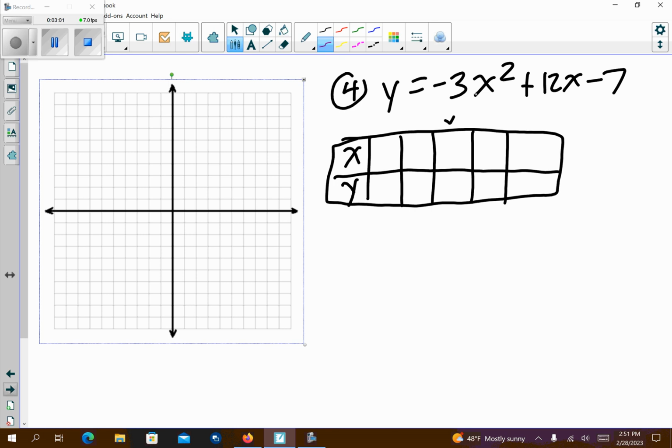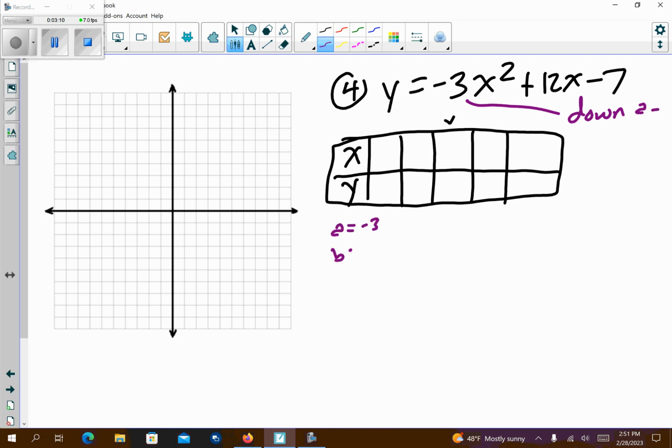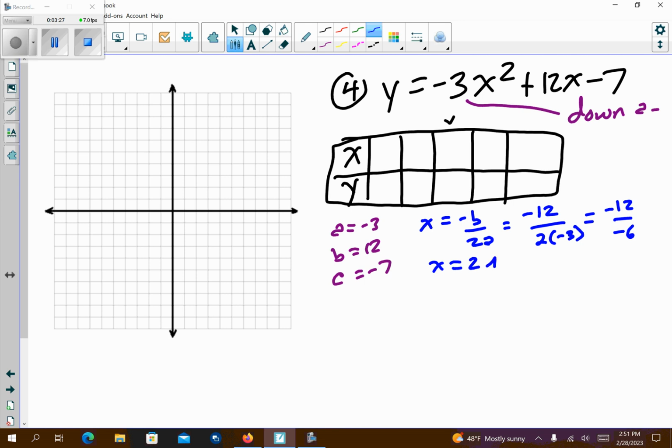So we know that this is going to open down because my a value is negative. So my a is -3, my b is 12, my c is equal to -7. So let's go ahead and use x equals -b over 2a. Plug in our values, -12 over 2 times -3. That's going to be -12 over -6. So x equals 2. That's my axis of symmetry. So right down this line right here.